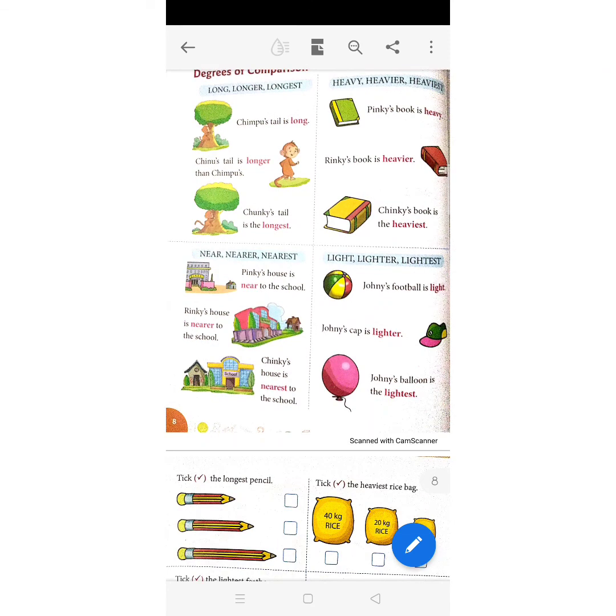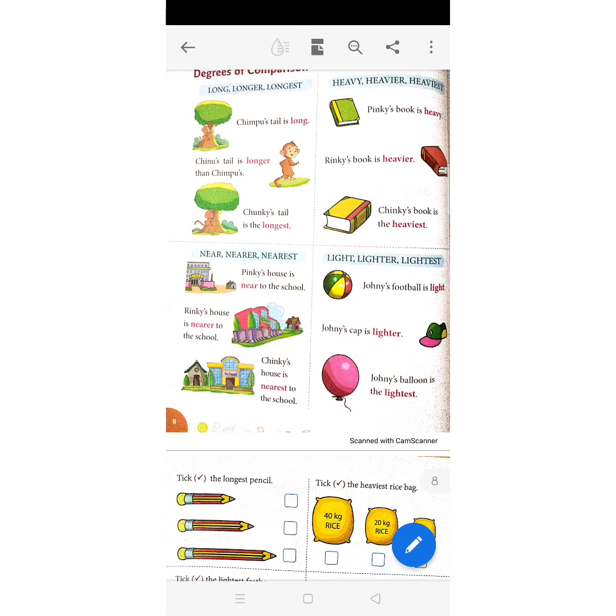Next, near, nearer, nearest. Pinky's house is near to the school, whereas Rinky's house is nearer to the school, and Chinky's house is nearest to the school. That means Pinky's house is near to school but not that close, whereas Rinky's house is somewhat nearer to the school, but Chinky's house is the nearest to the school, meaning it's very close to the school. This is how the comparison is done here.